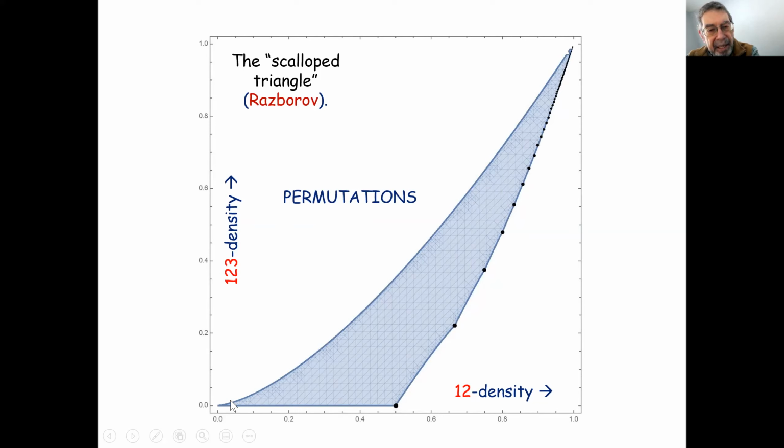And it seems to have different phase transition characteristics as well. So even though the feasibility regions for the permutations and the graphs are the same, the entropy topography of this picture is quite different from the graphs to the permutations.